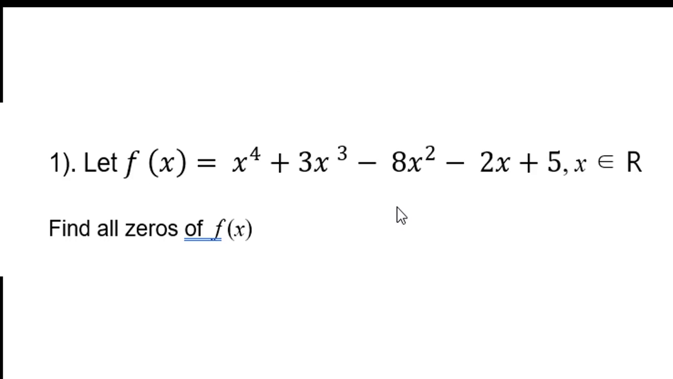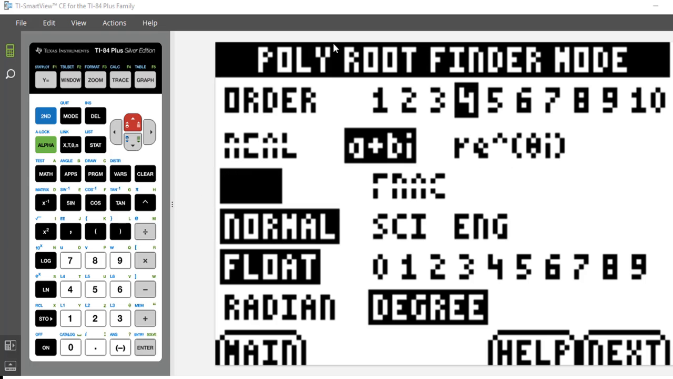Let's do some examples. For number 1, let f of x equal this. X is in the real number system. Find all zeros of f of x. Now in the manual of the polyroot finder, I will put the order of the polynomial as 4. And I need the complex number system. I need decimals for my solutions. Then I go to next.